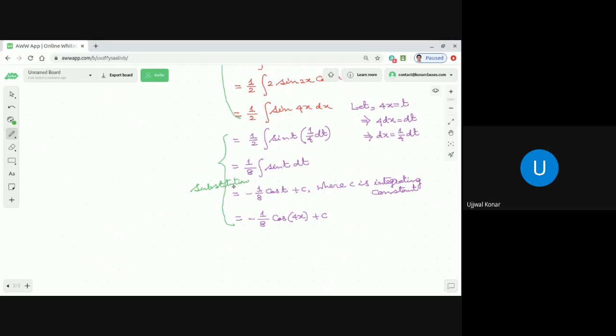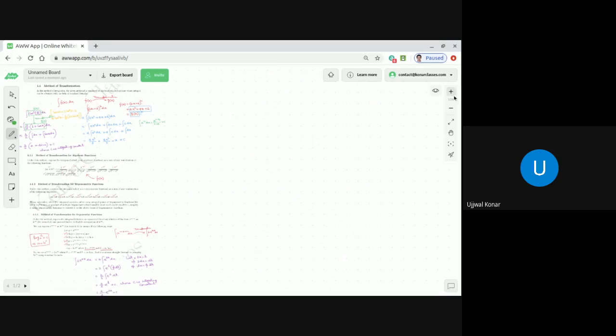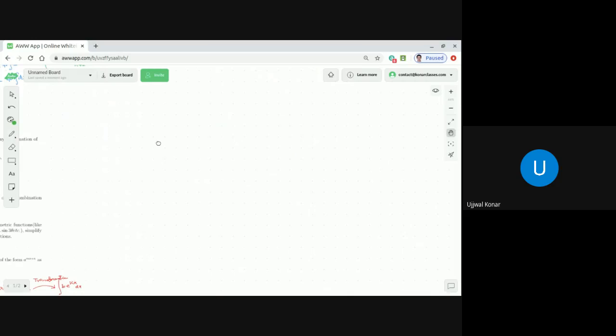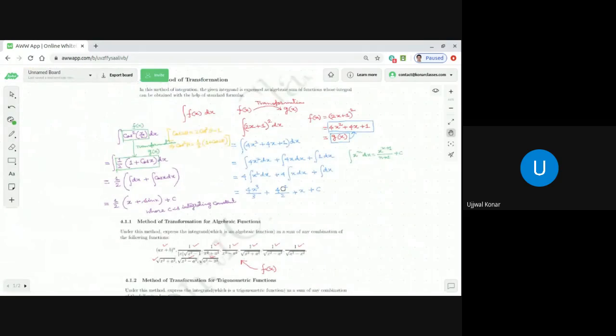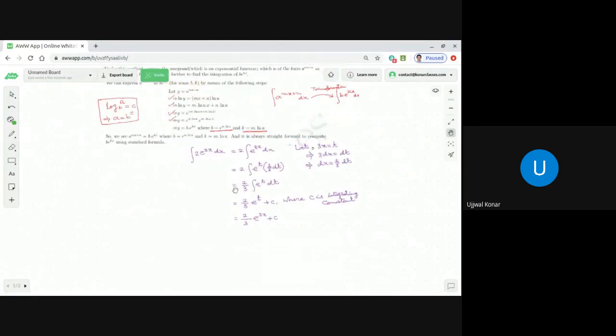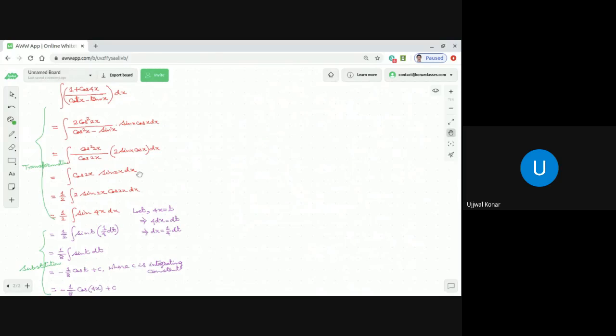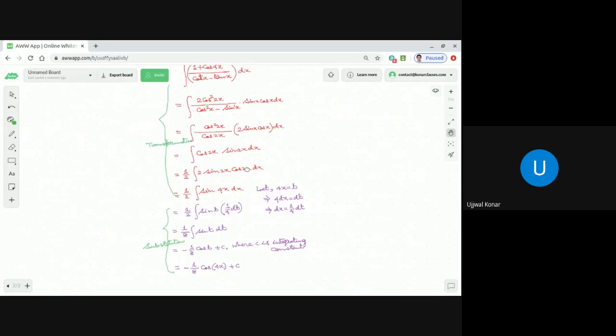But if you go back and look into the previous one, just as a quick recap, in cos square x by 2 dx we only made a transformation. In 2x plus 1 whole square, it is also only transformation. But in the bottom example, 2 into e power 3x, it is both transformation and substitution. And the example we have done here is absolutely a mixture of transformation and substitution.